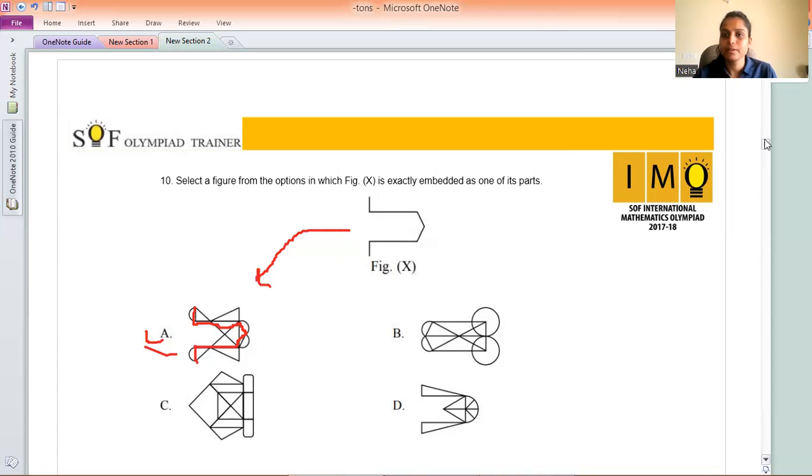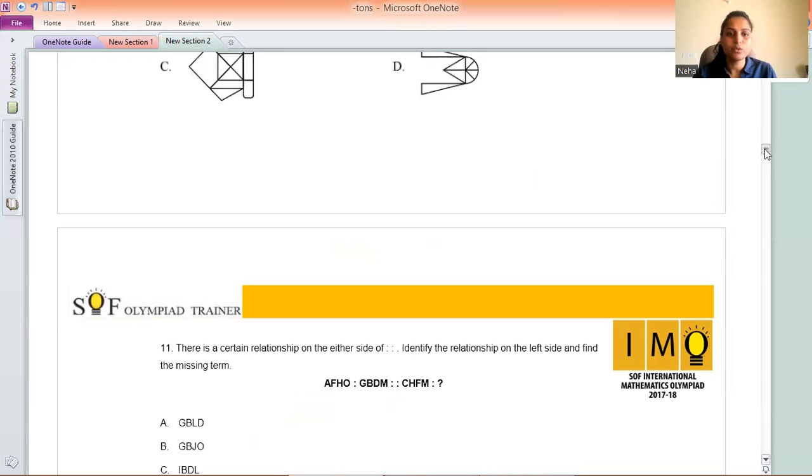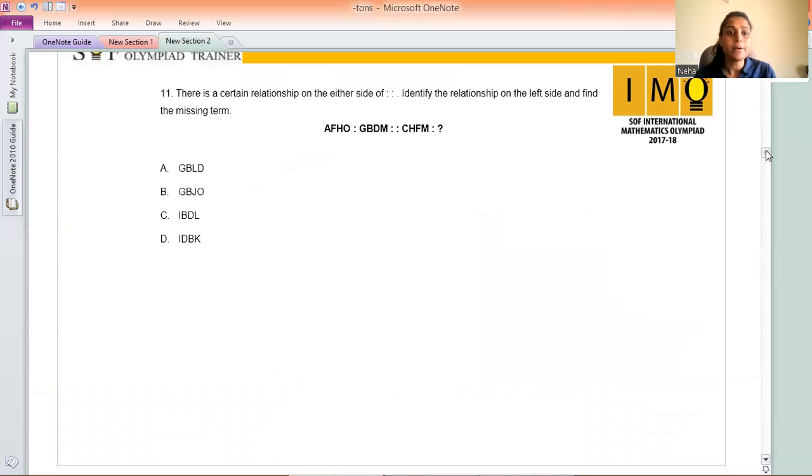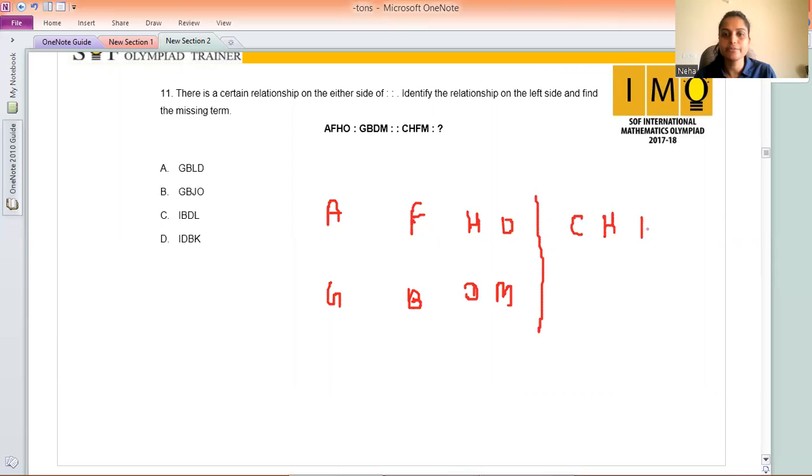Okay. The next one, question number 11. There is a certain relationship on either side of these columns. Identify the relationship on the left side and the missing term. A, F, H, O, and it is related with G, B, B, and N. And I have to find the same relationship with C, H, F, N.